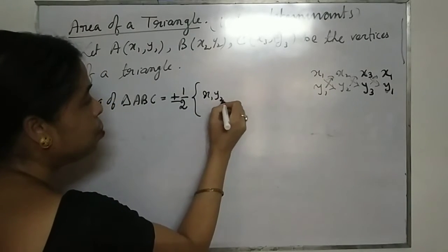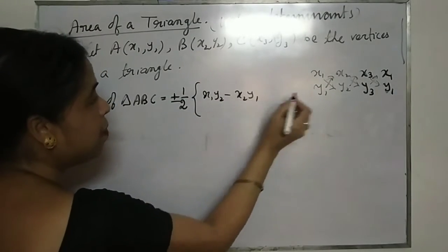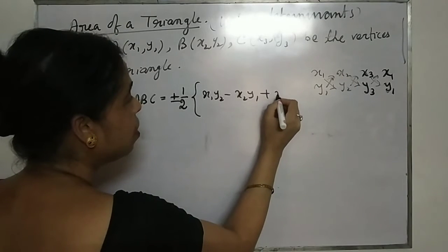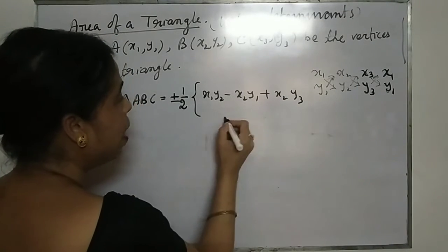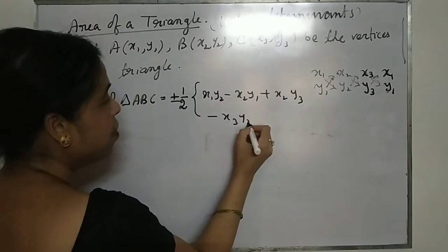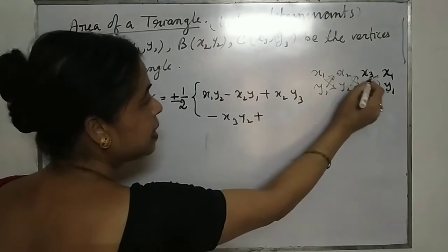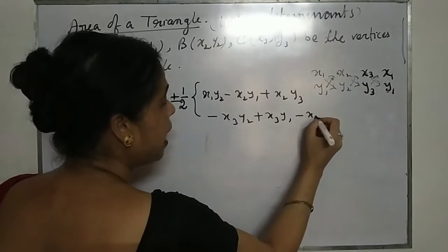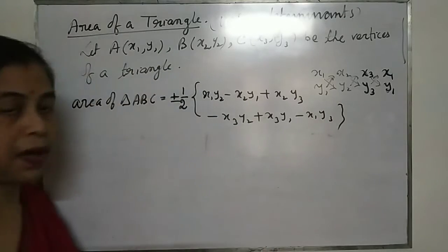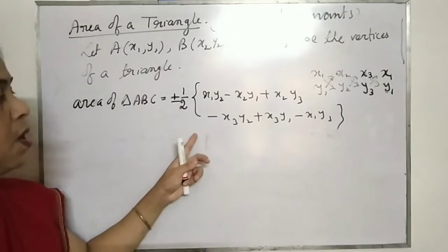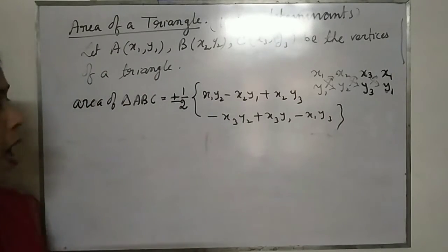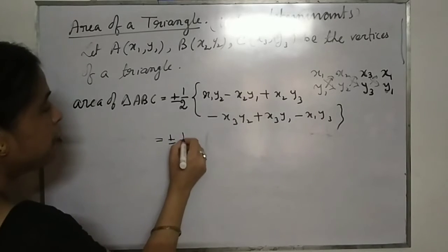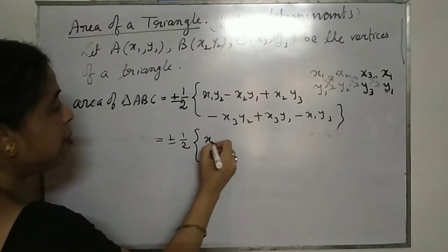x1 y2 minus x2 y1. Then again, alternately, plus or minus, x2 y3 minus x3 y2. Then again plus x3 y1 minus x1 y3. I am just writing the formula which we got in class 11. After that, some of you may remember the formula and may write it down like this.